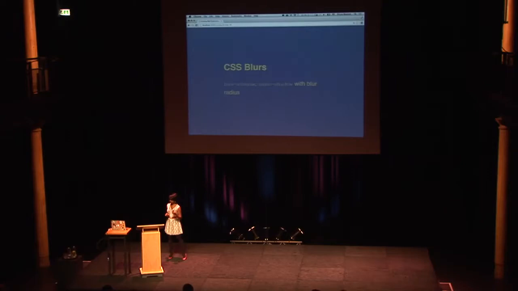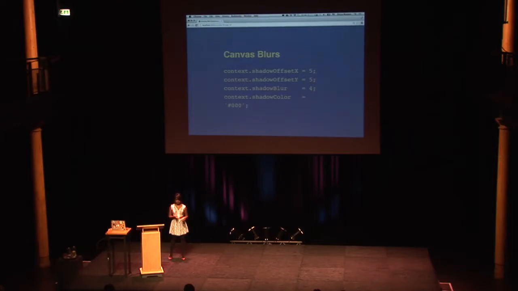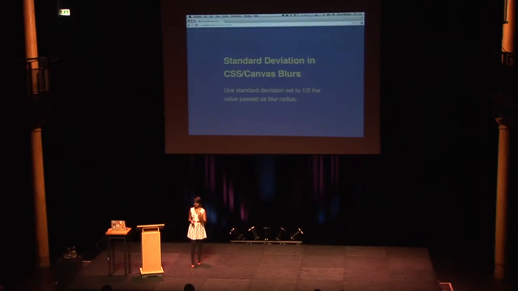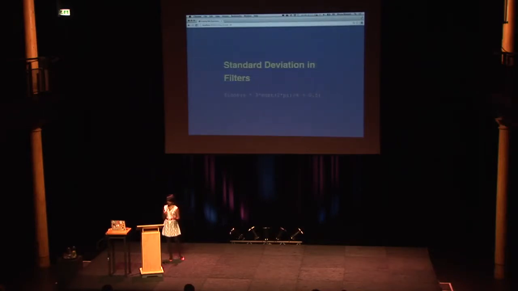And the reason is that, OK, let's just go into what CSS blurs are, which is basically box shadows and text shadows as long as they have the blur radius. And Canvas also has a blur, which you can set using the shadow offset and the shadow blur and so on. So there is a thing called standard deviation that is used in calculating the blur based on the blur radius that you provide. And the standard deviation is set to half of the value that you pass in as blur radius for your box shadows and text shadows. So that is straightforward. Except for filters, there is complicated math that's involved.